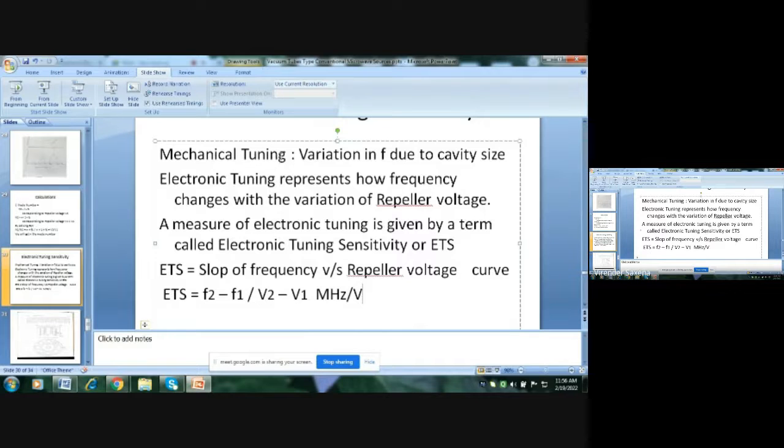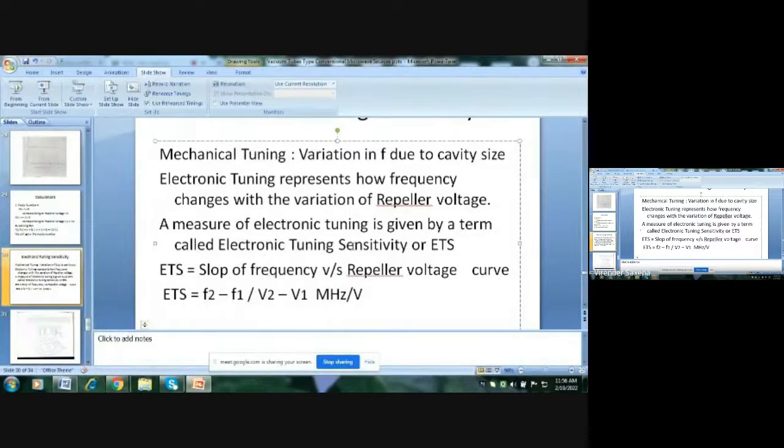So by mechanical tuning, we can change the frequency from 12.4 to 8.4 gigahertz. But by electronic tuning, we can change the frequency by only a small amount, of the order of 500 megahertz maximum. So this is the electronic tuning sensitivity.